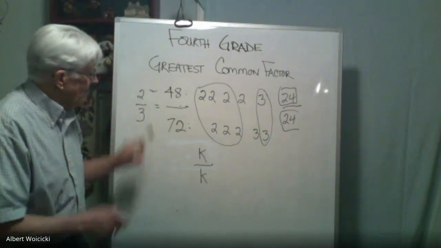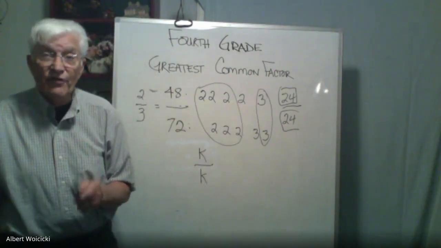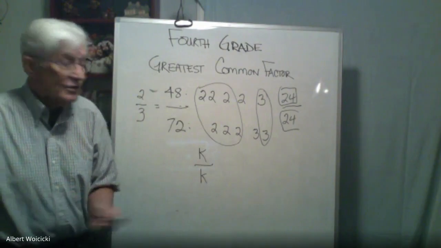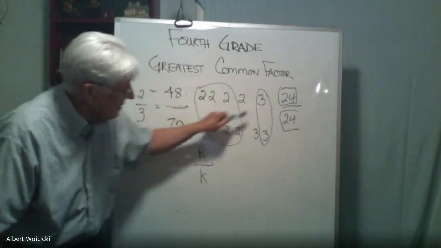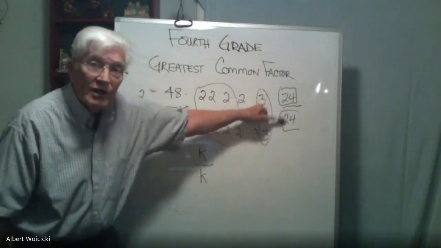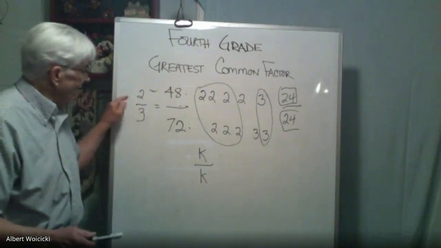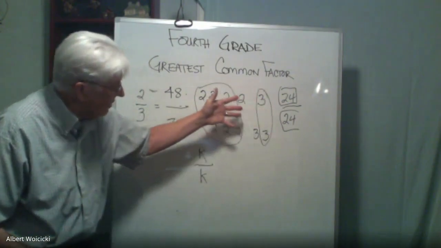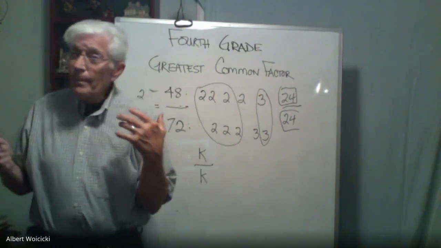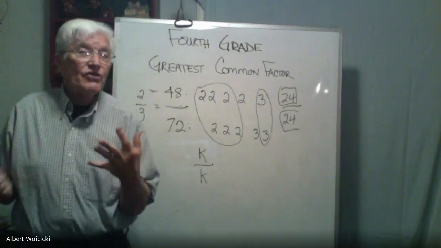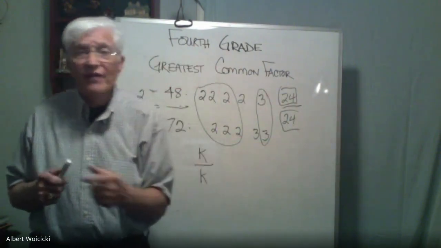So they use their factor sheets if they need to find their greatest common factors, to break them down, and then just have them circle them. See which number is being knocked out, the 24. And then have them look back and say, okay, if the 24 is knocked out, what's left? 2 thirds.